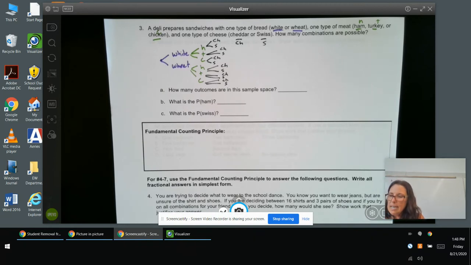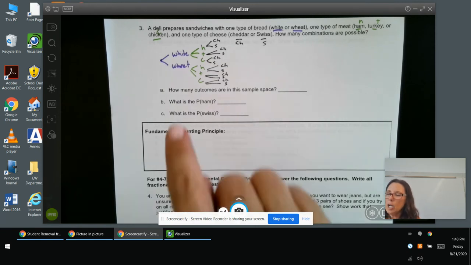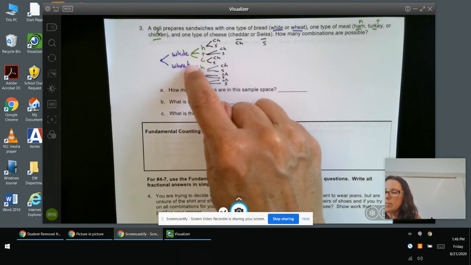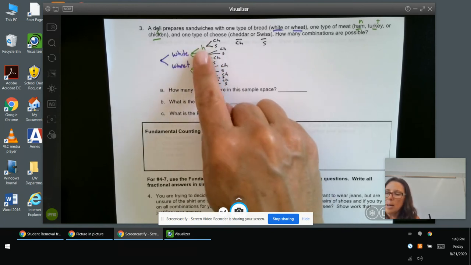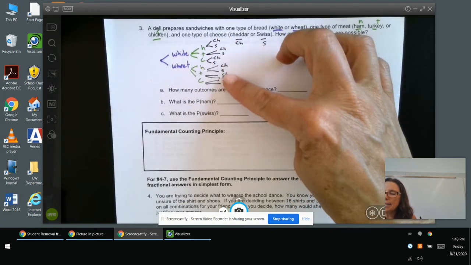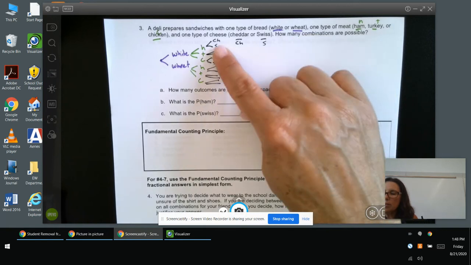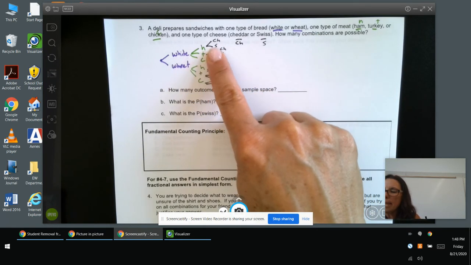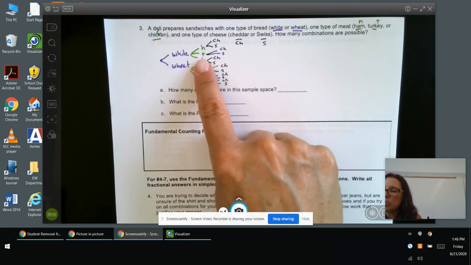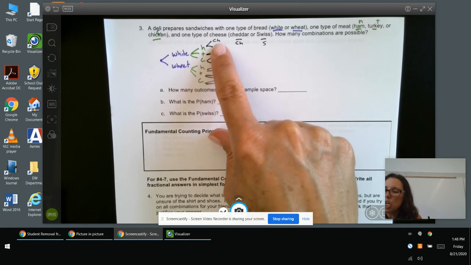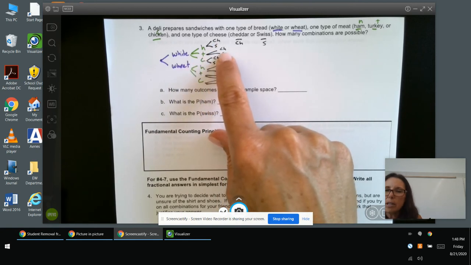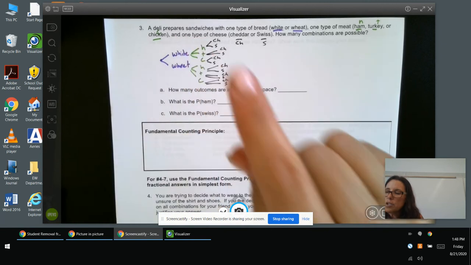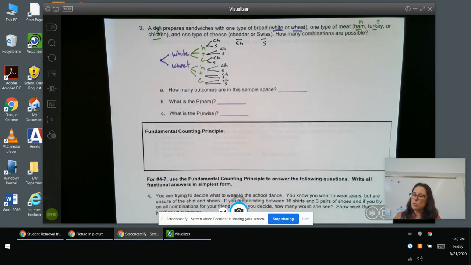Now it's really important to understand, as in the coin problem, I carried white, wheat, and all these meats with the answers down here. So it's important to understand the CH means white bread with ham and cheddar, white bread with turkey and cheddar, and so on. Just make sure that you're able to read that.